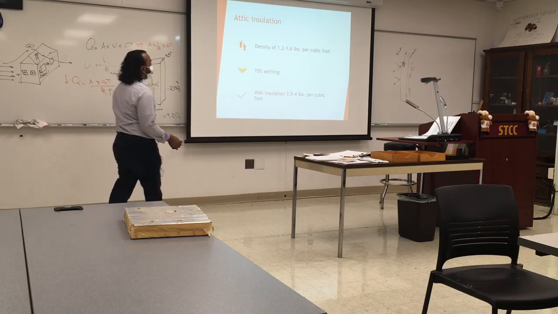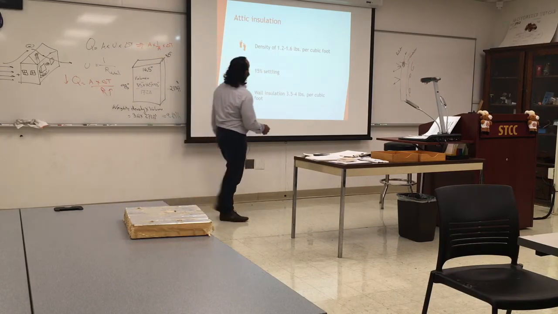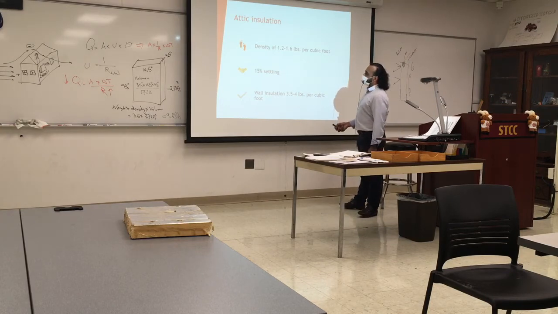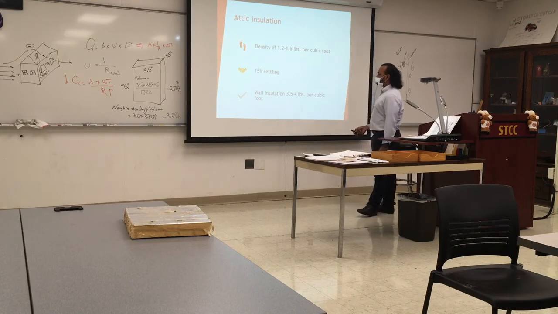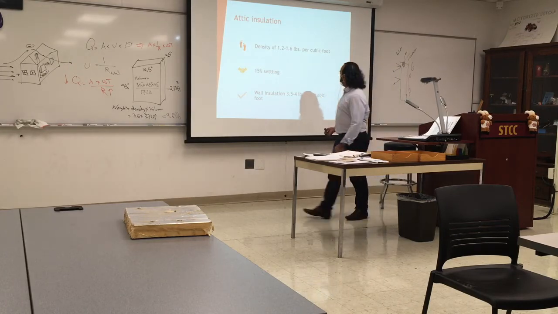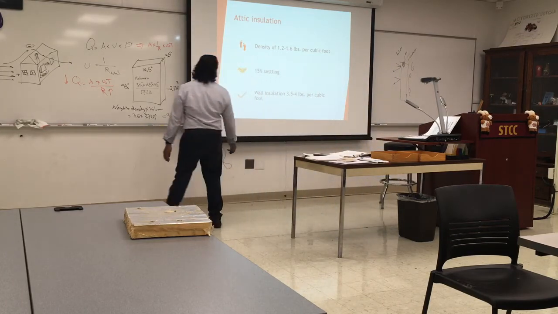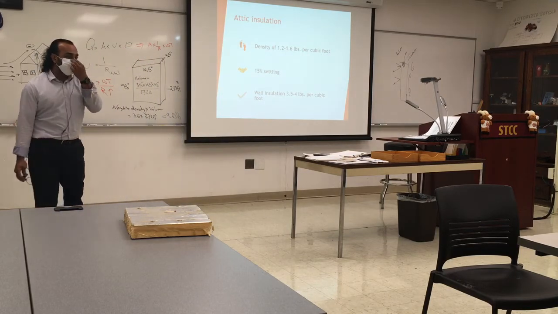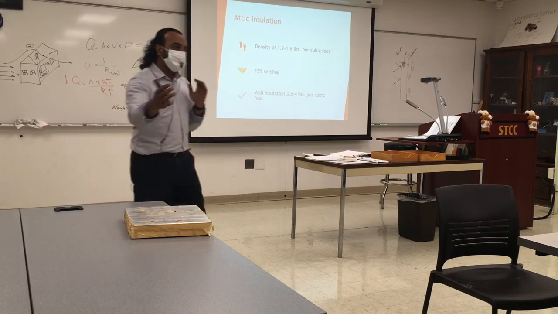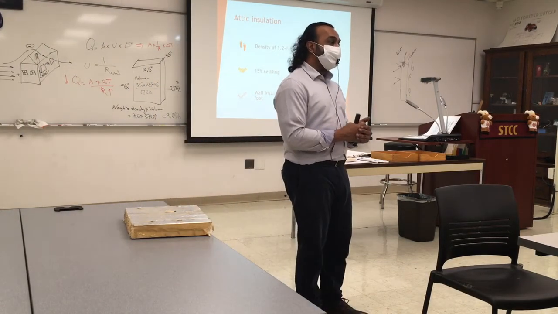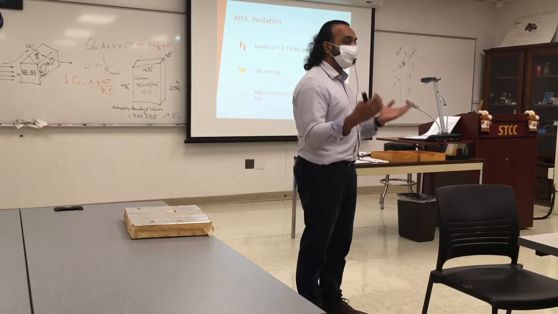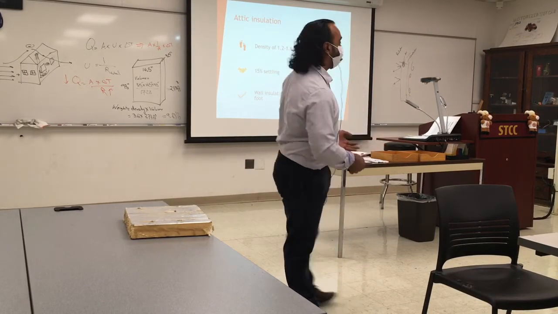Attic insulation, this is the density that you want, between 1.2 to 1.6 pounds per cubic foot. Expect 15% of settling. Wall insulation is 3.5 to 4 pounds per cubic foot. This is how much density you want, because density does change the R value. So you want to be in the right density. If it's less dense, then you put less material in there.